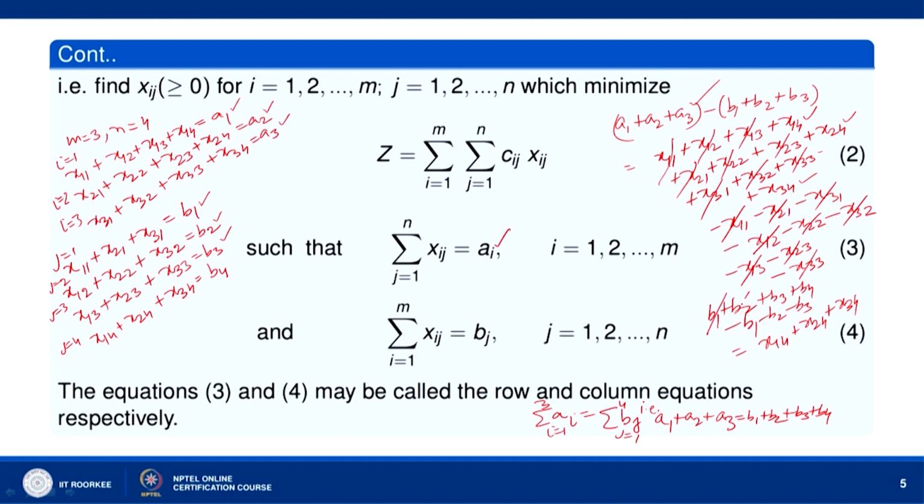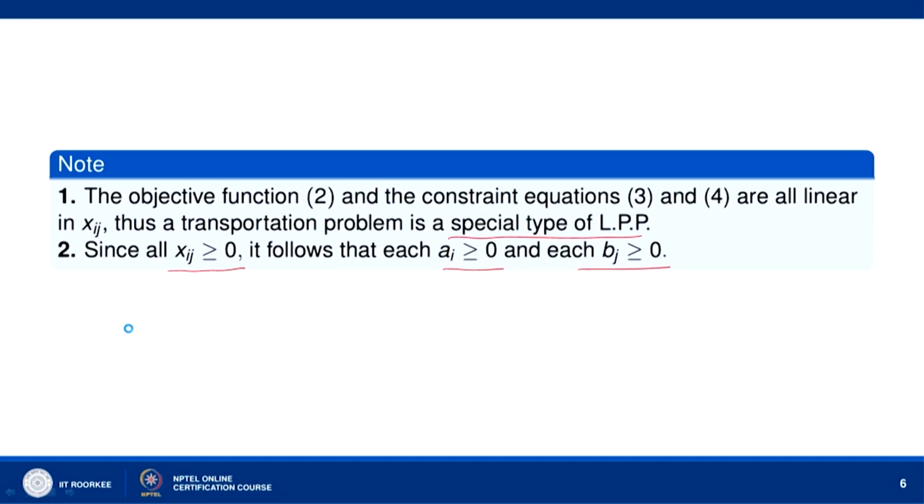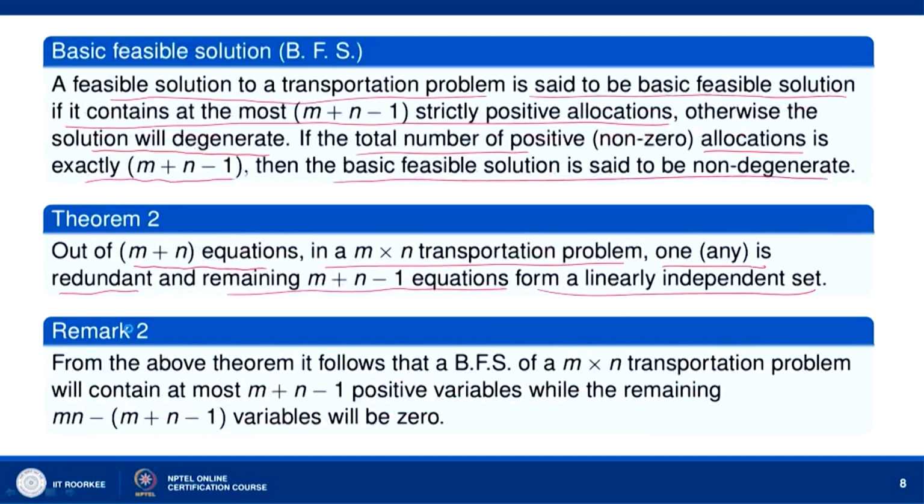So, this gives us x14 plus x24 plus x34 equal to B4, which is the 7th equation. So, out of these 7 equations, one equation can be obtained from the other 6 equations. So, this equation is redundant. Out of the m plus n equations, any one equation is redundant and the remaining 6 equations are independent. They form a linearly independent set. So, that is the verification for this theorem.